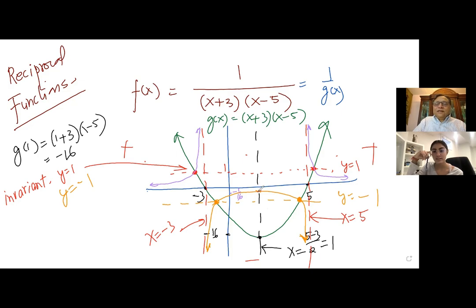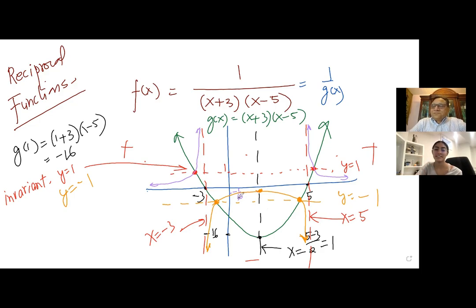So using that and the local maximum, which is the reciprocal of the minimum, it's minus 1 over 16, right? So there you have your graph. Is it clear to you?